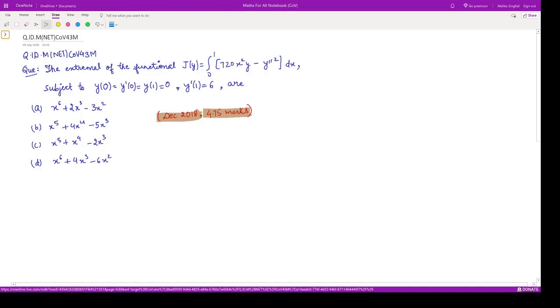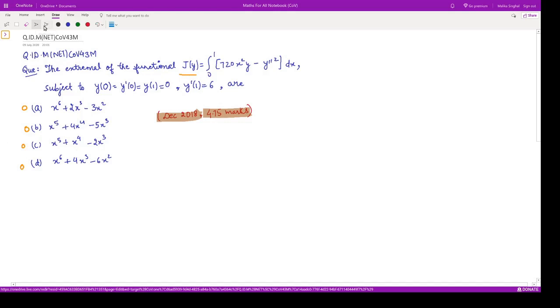The question is: the extremal of this functional, the integral from 0 to 1 of 720x²y minus (y double dash) squared dx, subject to these given conditions: y(0) equals y'(0) equals y(1) equals 0, and y'(1) is equal to 6, are which of these? So we need to tell what is the extremal corresponding to the given functional out of these four.